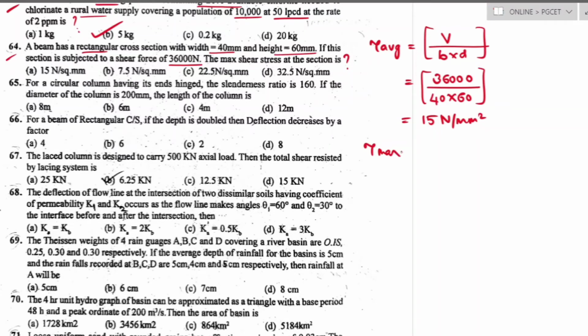Then maximum shear stress is given by 1.5 times the average shear stress, that is equal to 1.5 multiplied by 15, that is equal to 22.5 Newton per mm square. So option C is the right answer, that is 22.5 Newton per mm square.